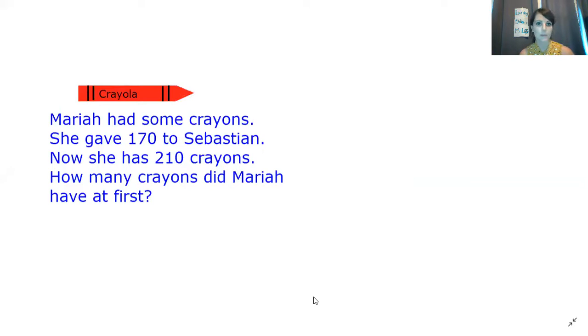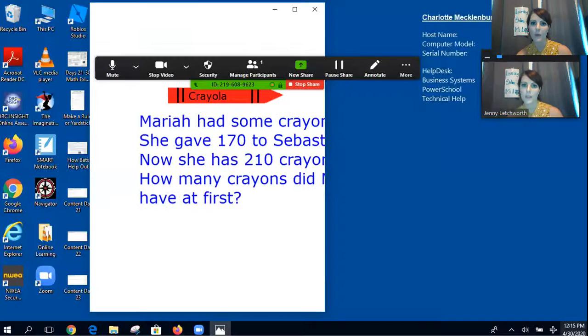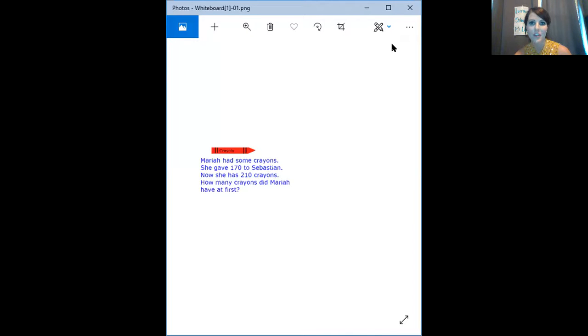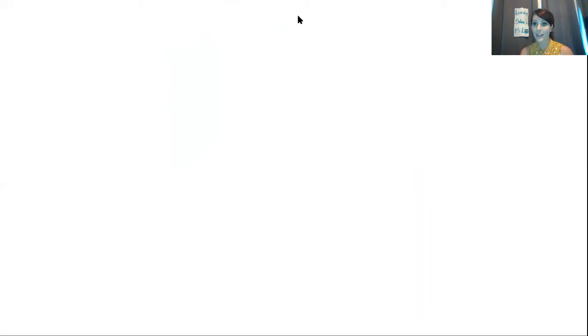So to think about this problem, I need to understand what's happening. In the beginning, Mariah had some crayons. Then I think about what happens in the middle. She gave 170 of those crayons to Sebastian. Now she has 210 crayons left. How many crayons did Mariah have at first? And I will have to switch screens here to share that with you. All right, in order to do that, I need to set up the equation. I like to think about story problems just like a story with a beginning, middle, and end.